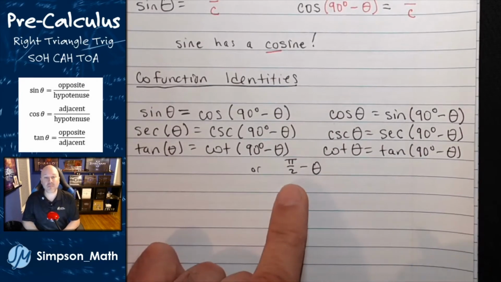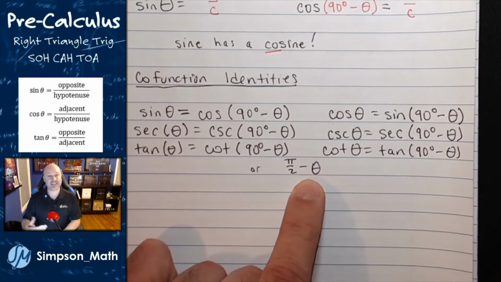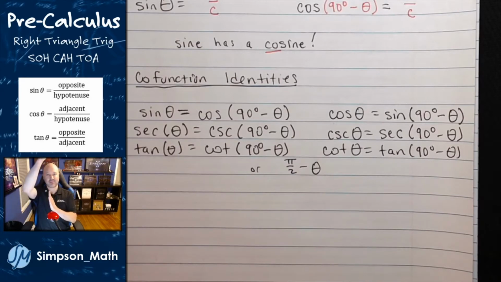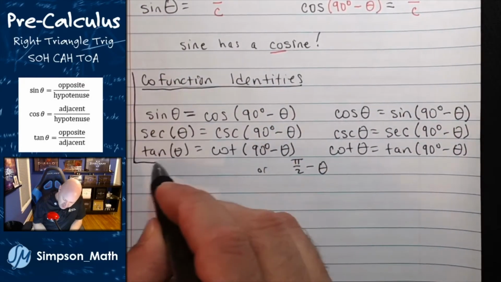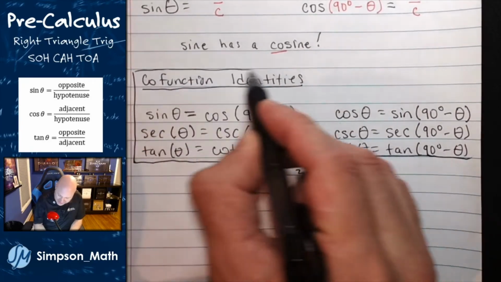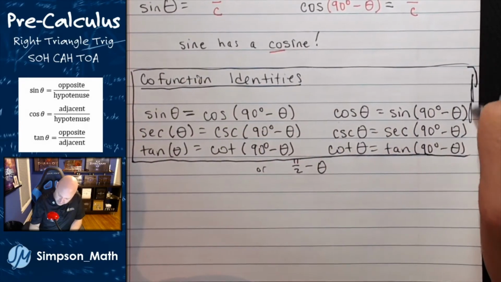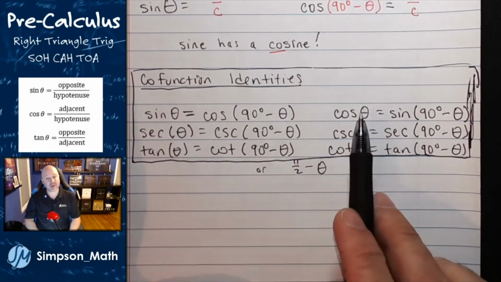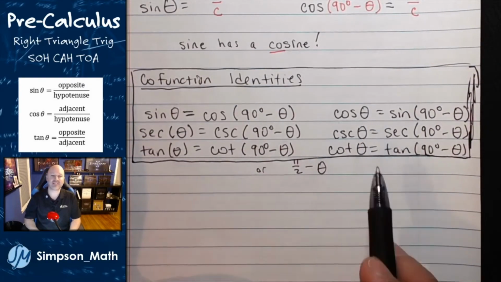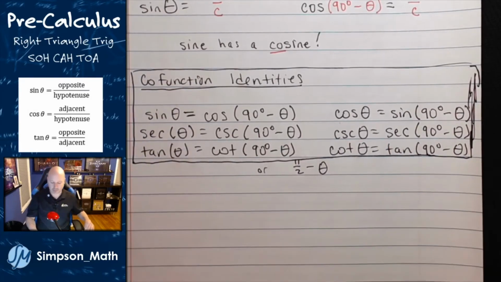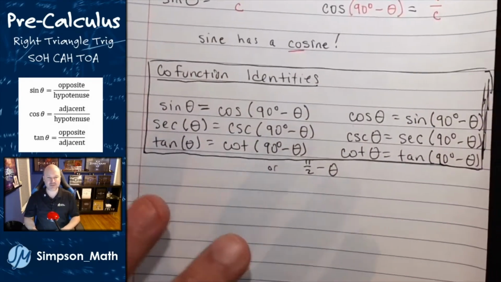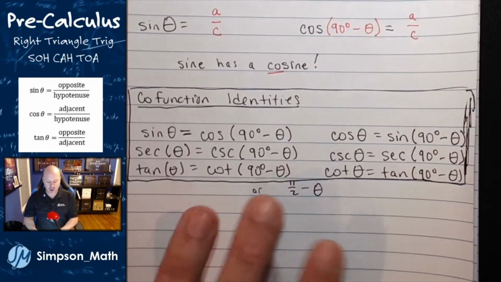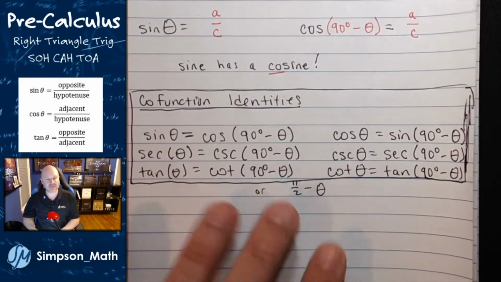And I'm just writing this pi halves minus theta. You may see pi halves minus theta. It's the same idea. That angle that measures 90 degrees or pi halves, in standard position, is pointing straight up. That is cofunction identities. Sine has a cosine, secant has a cosecant, and tangent has a cotangent. All right, that was me playing around using the SOHCAHTOA definition to come up with this interesting, cool thing. I'll talk about the cofunctions more when we get to graphs.